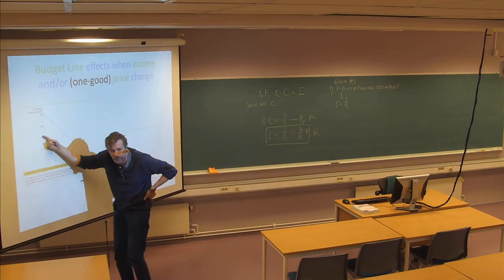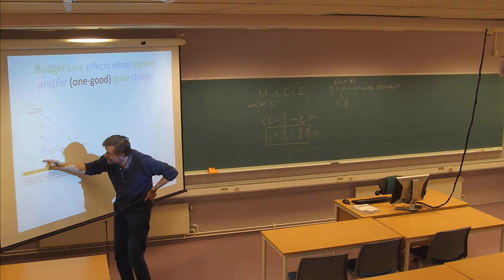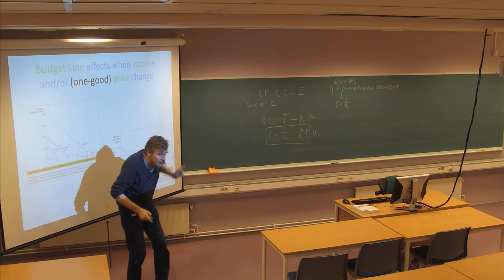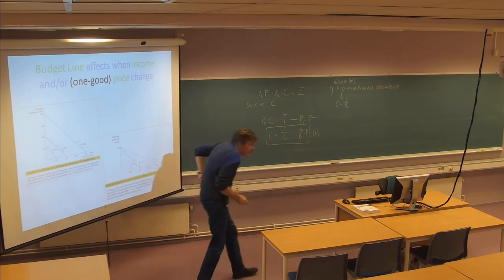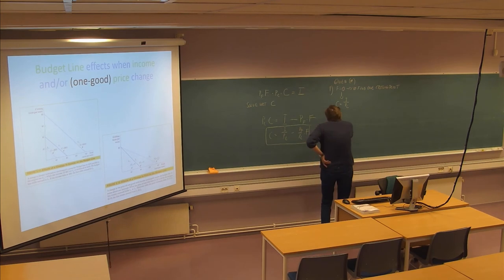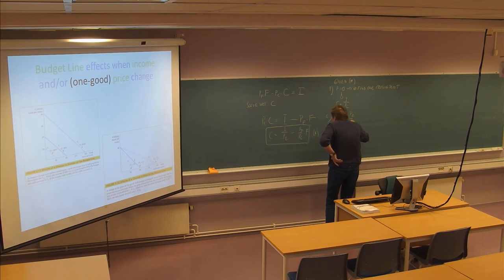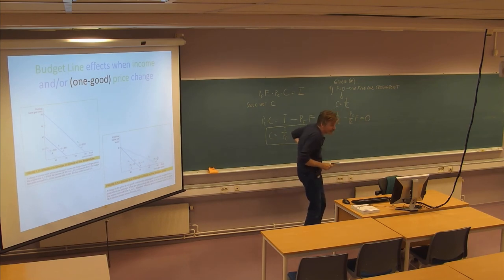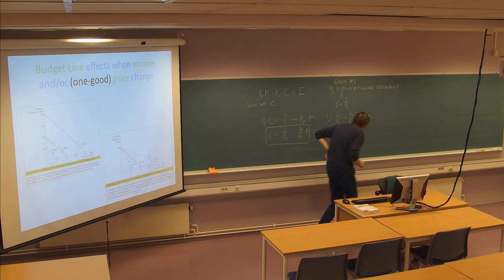C has a value here. F is zero valued when we move along this axis. That is of course the consequence of putting f equal to zero. The other crossing point with the first axis is found by putting the whole expression to zero. So I over pc minus pf over pc times f should be equated to zero and solved with respect to f. And that is straightforward.